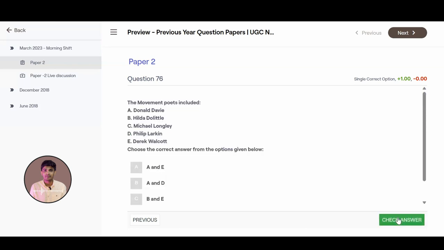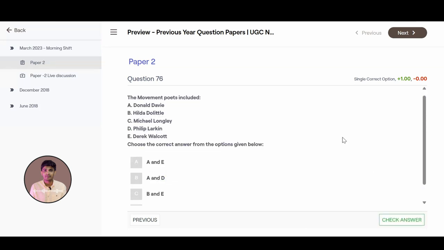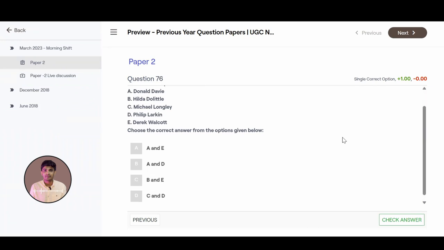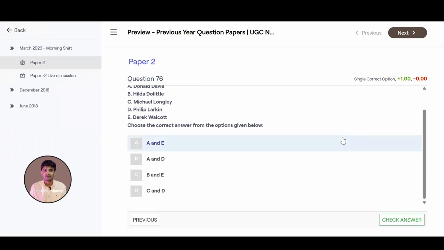76th question. The Movement poets included dash: Donald Davie, Hilda Doolittle, Michael Longley, Philip Larkin, and Derek Walcott. Try to make a few eliminations and then come up with an answer. 76th question.